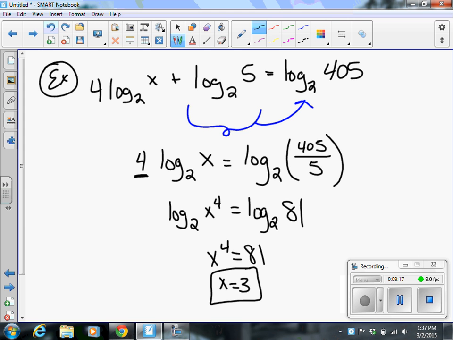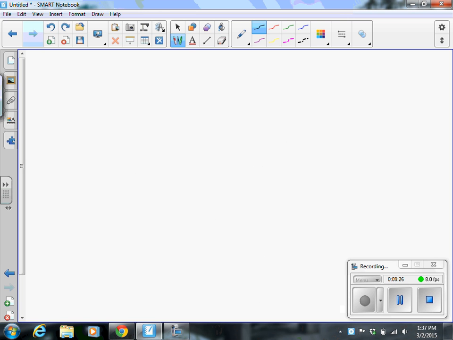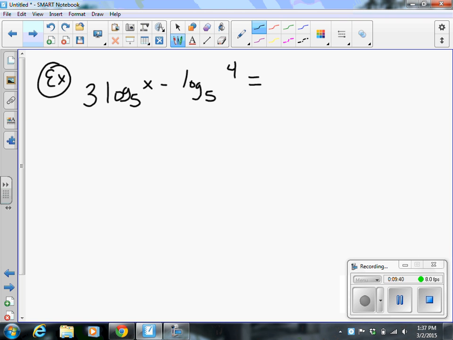Okay, so you got to manipulate your problem, but you got to make sure that you're using the correct properties in order to do your manipulation. So this one is for you guys. You have 3 log base 5 of x minus log base 5 of 4, not to the 4th, just 4, sorry, equals log 5 of 16. So x will be one number. Good luck.